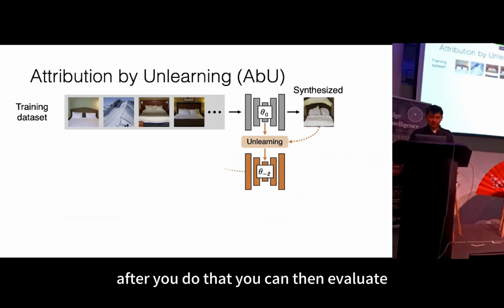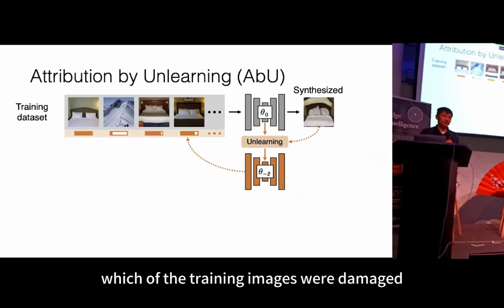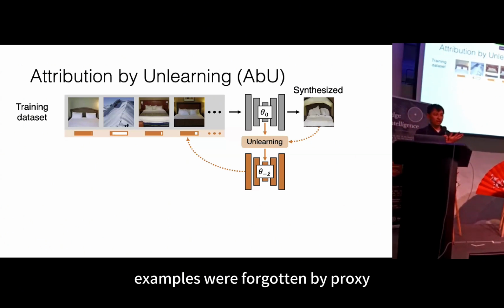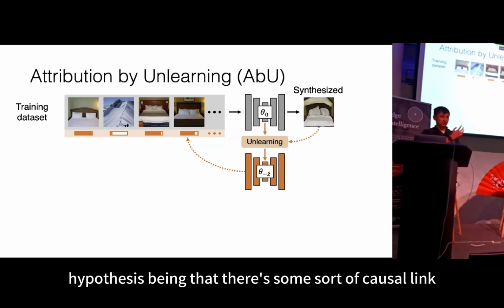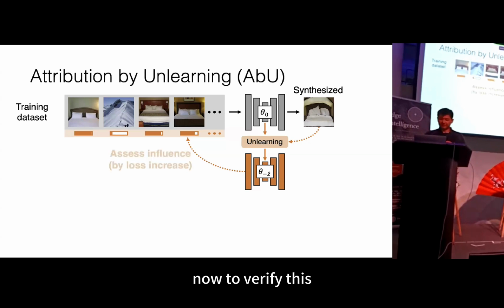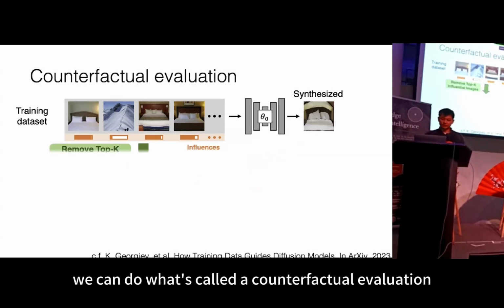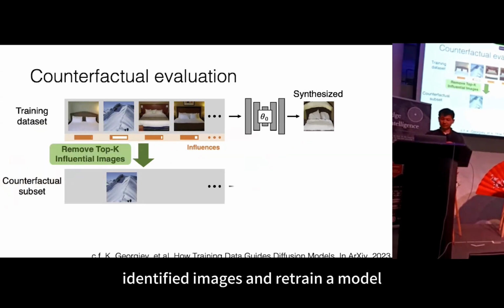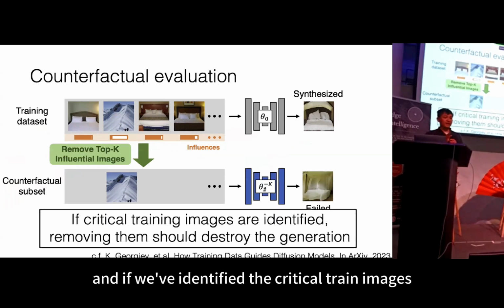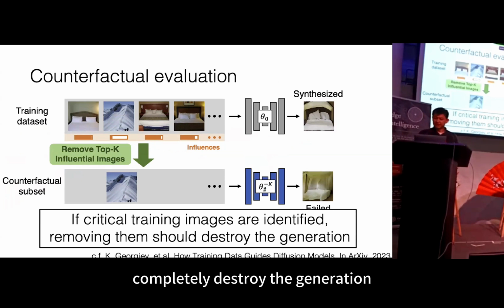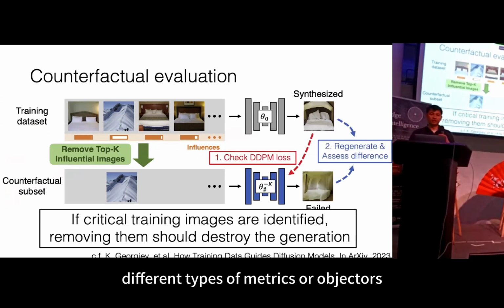After you do that, you can then evaluate which of the training images were damaged. Okay, so our idea here is that we're going to intentionally forget the synthesized example and see which of the training examples were forgotten by proxy. The hypothesis is that there's some sort of causal link between those training images that you've identified. Now, to verify this, we can do what's called a counterfactual evaluation, where we remove the top identified images and retrain a model from scratch without them. And if we've identified the critical training images, removing them should completely destroy the generation. And that can be measured with different types of metrics or objectives.